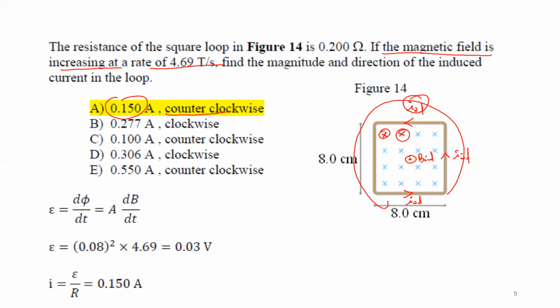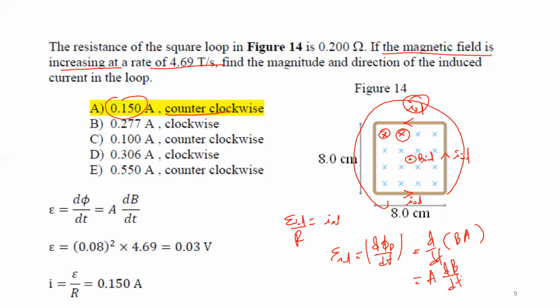And if I want to get the current induced, I just say that it's EMF induced divided by R. This gives me the current induced. Now, what is the EMF induced? Well, EMF induced in magnitude is just the absolute value of d phi divided by dt. So here, you just have d over dt of BA. A is constant, so you just have dB over dt, absolute value.